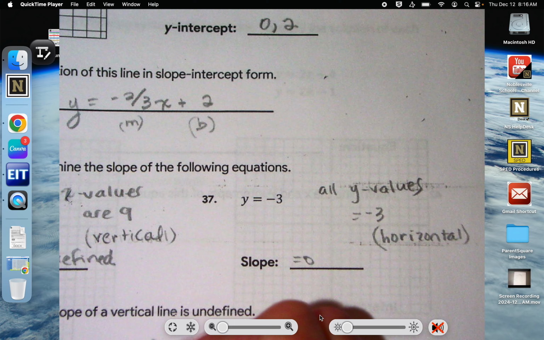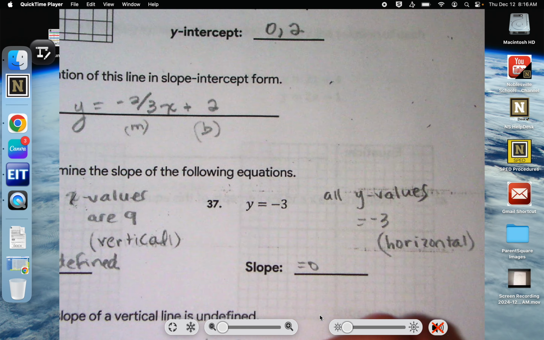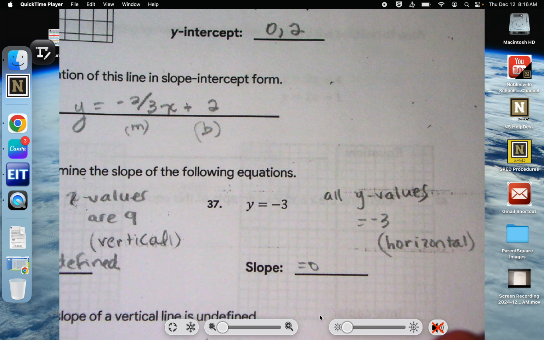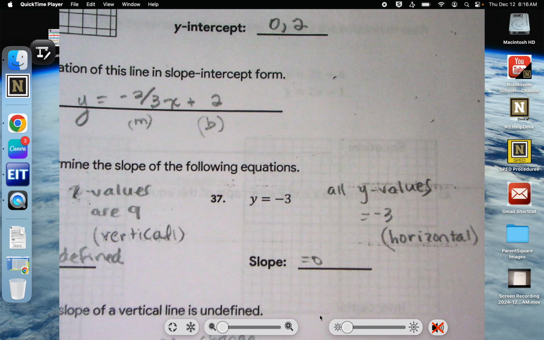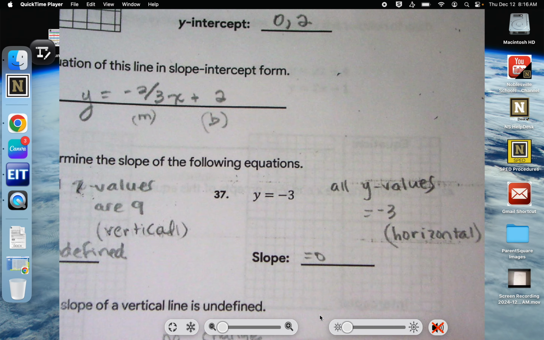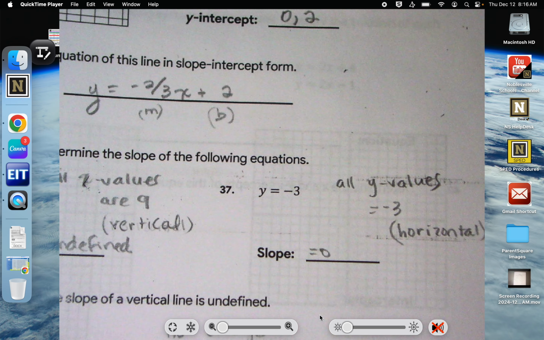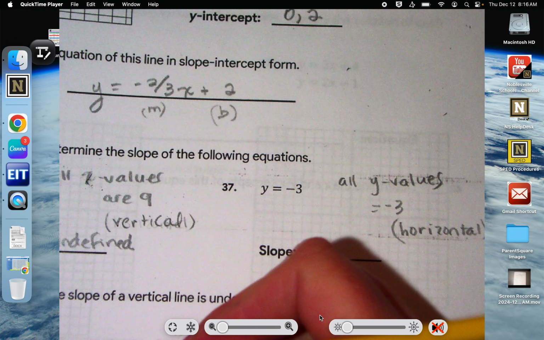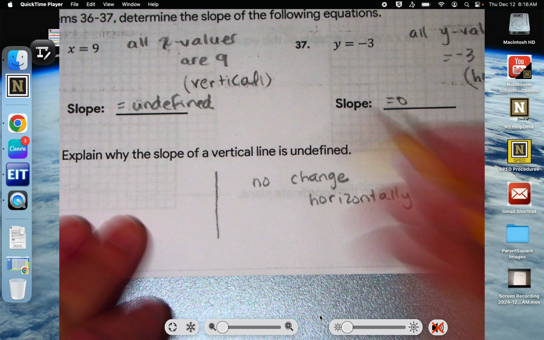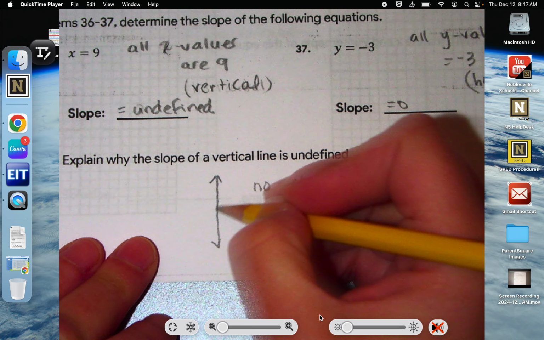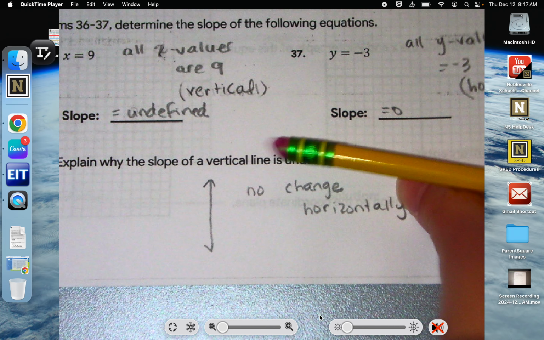Why is the slope of a vertical line undefined? Well, because there's no change horizontally. Right? In order to have a slope, you need a vertical change and a horizontal change. And when you're not changing horizontally, you can't define that. So no change horizontally, right? Because your line would just be like this, and you would have no way to go up and over, or down and over. Okay.